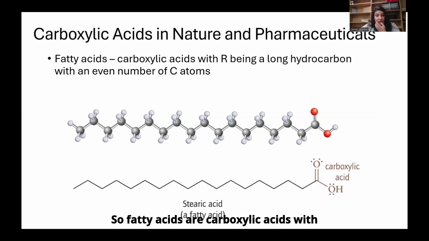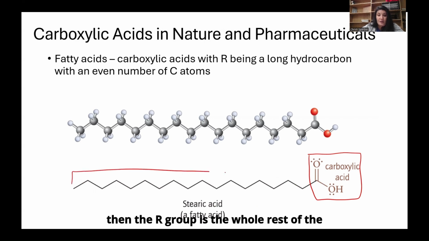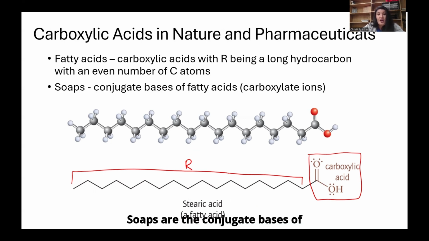So fatty acids are carboxylic acids with the R being a long hydrocarbon. Hydrocarbons are just hydrogen and carbon with an even number of carbon atoms. So we have here stearic acid, a fatty acid. We have a carboxylic acid functional group at the very end. And then the R group is the whole rest of the molecule, this long hydrocarbon chain. Soaps are the conjugate bases of fatty acids, so the carboxylate ion. So when this H leaves, you create the carboxylate ion, and when it's in that ionic state, it is a soap.